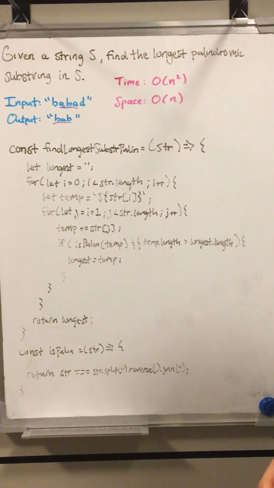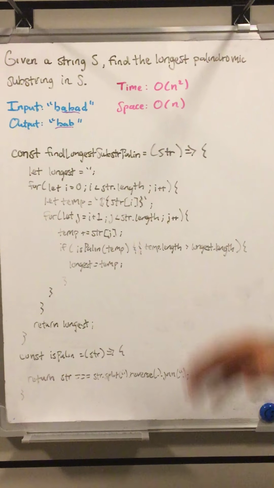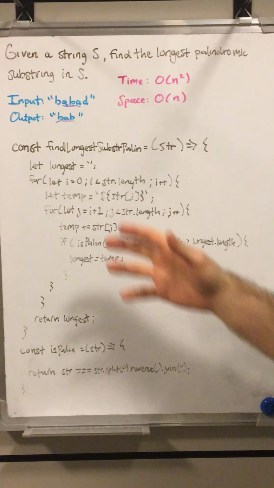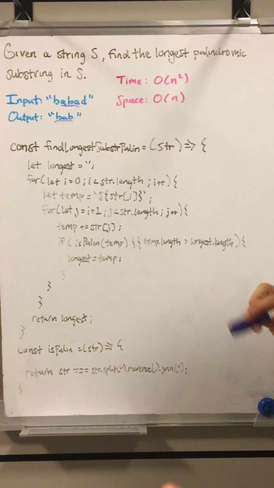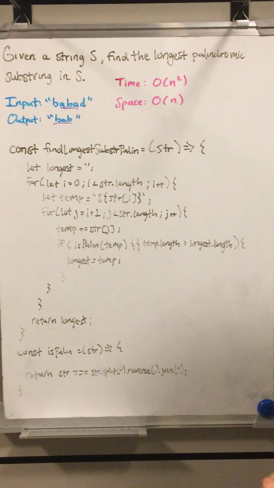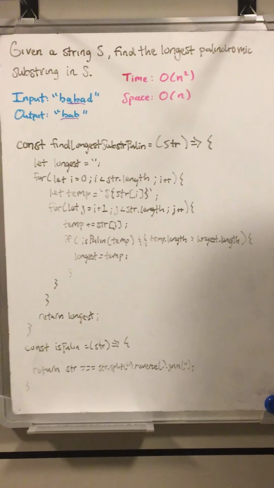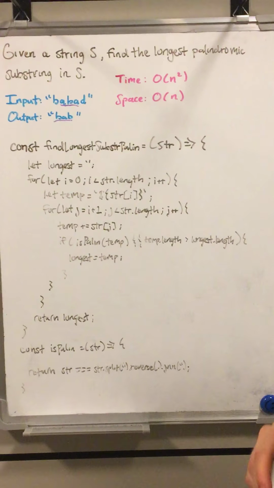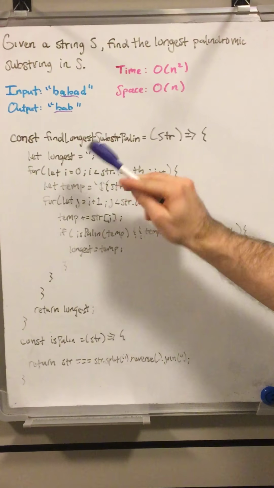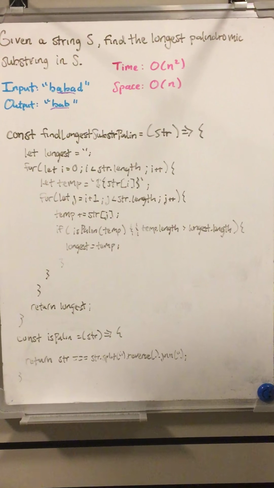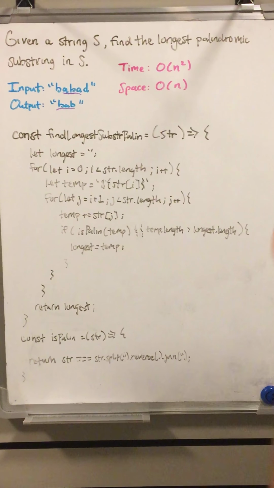Now it's going to be O(n) space because we're going to be storing this longest variable, and at most the longest string that we could store is n characters. Alright, so what are we doing here? We're going to create an empty string called longest, and then we're going to loop through the given string starting at the 0th character.